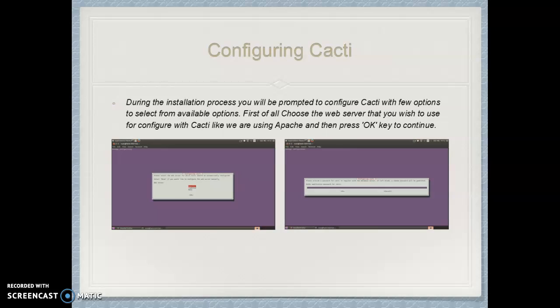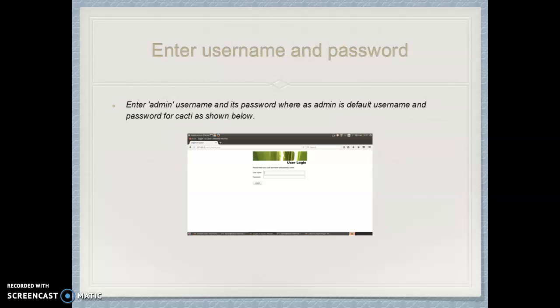During the installation process, you will be prompted to configure Cacti with a few options to select from. First of all, choose the web server that you wish to configure with Cacti. We are using Apache, and then press OK to continue, like this picture. Okay, next.